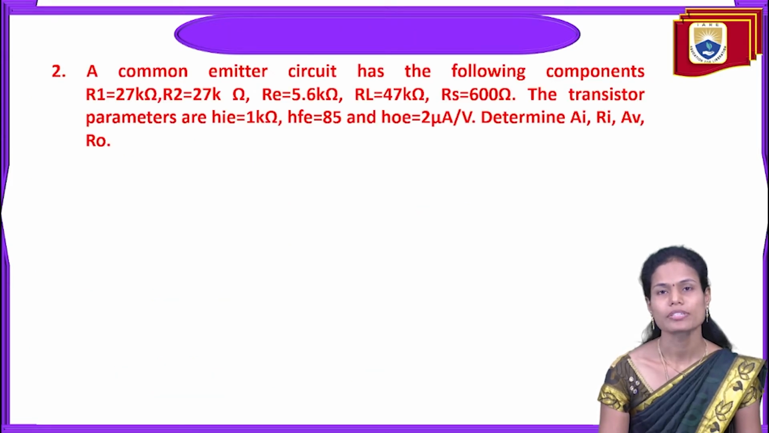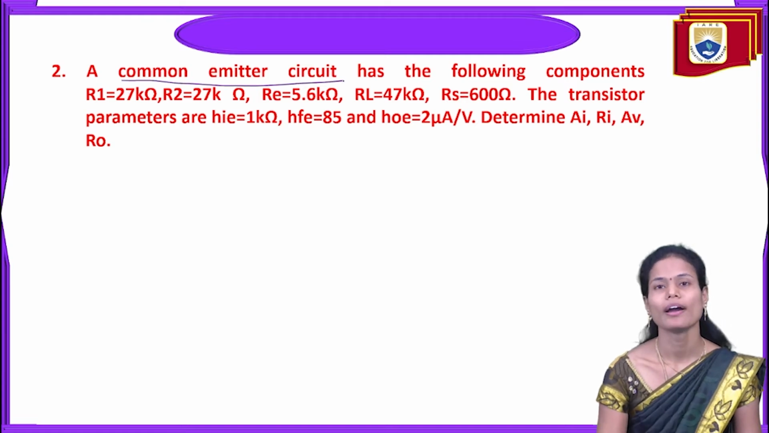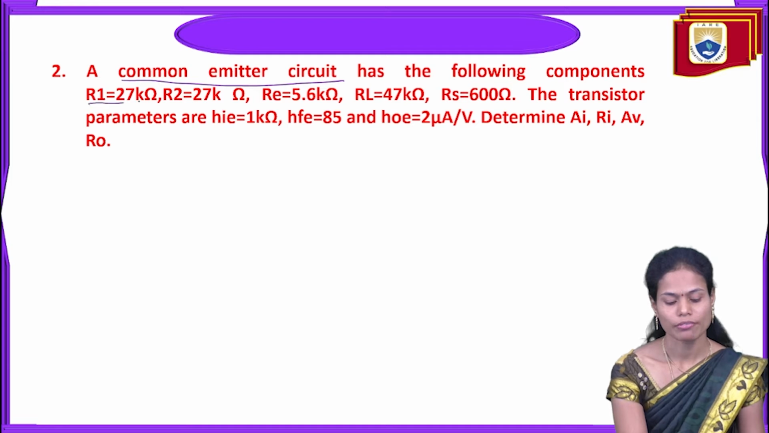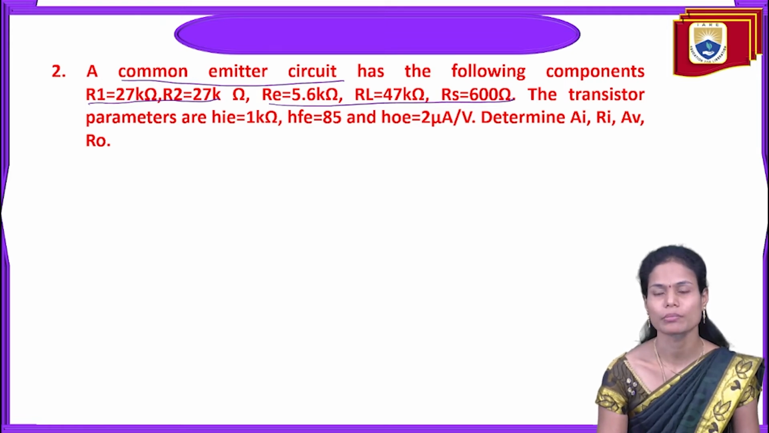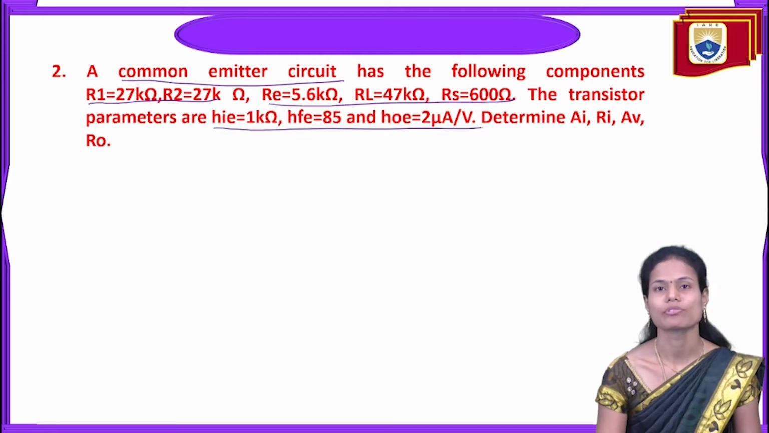Coming to the second question, this is also a common emitter circuit, and here also all the values are given: the potential divider values R1, R2, as well as the load resistance, source resistance, and emitter resistance are given in the problem, and the related h parameter values are also given.